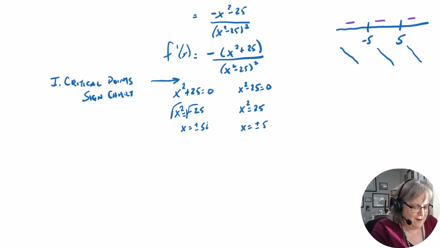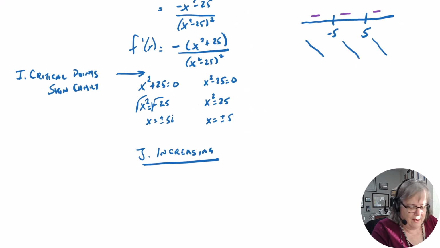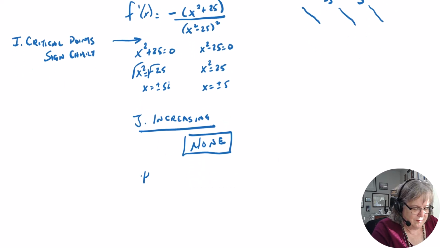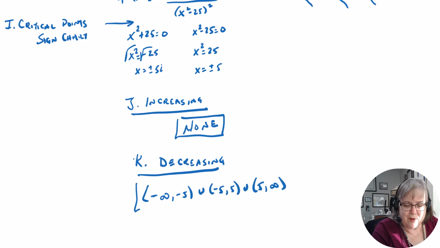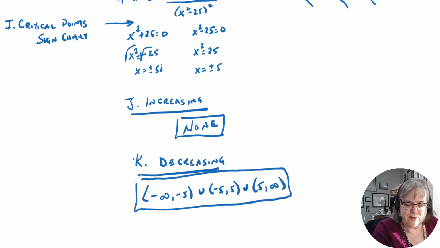All right. Now, so J was, where is it increasing? And it's not. There are no areas where it's increasing. It's only decreasing. So where is it decreasing? From negative infinity to negative 5, negative 5 to 5, and 5 to infinity, which, you know, turns out to be the domain, right? Because it's decreasing throughout.